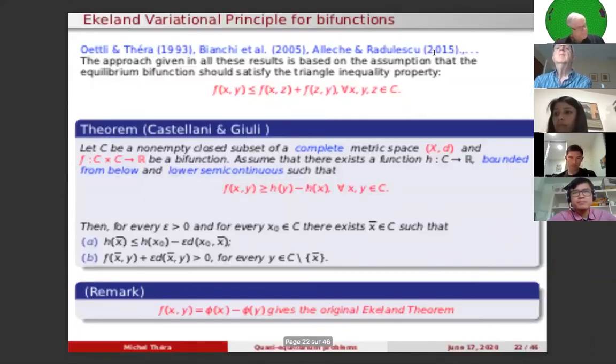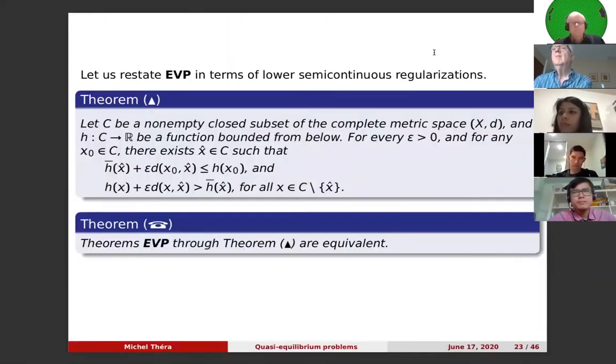And now we can restate the Ekeland variational principle in terms of lower semi-continuous regularization. Always C is a non-empty closed subset of a complete metric space. The completeness is necessary, as you know, when you are talking about the Ekeland variational principle. And H is a function which is bounded from below. Also bounded from below is very important.